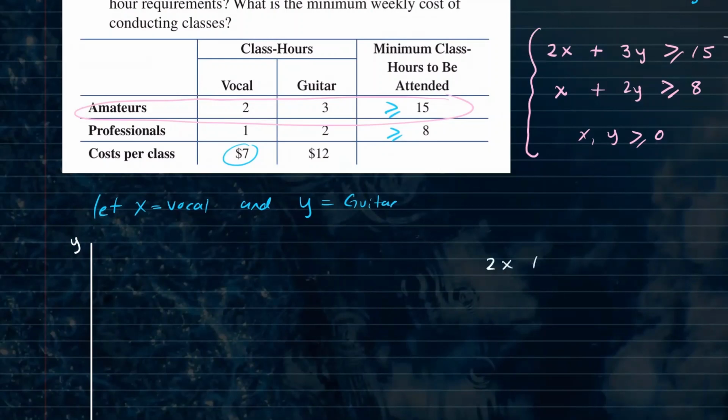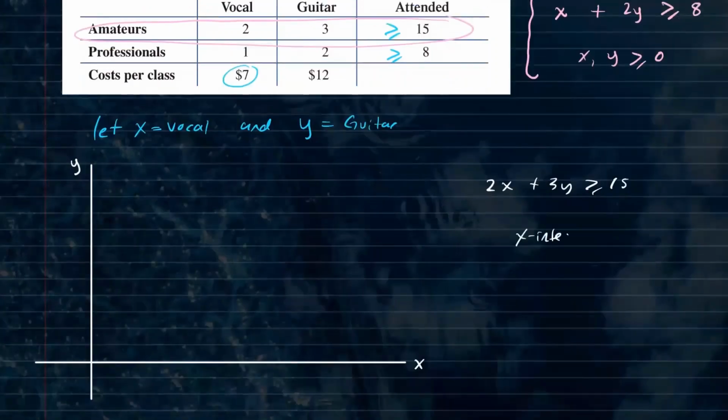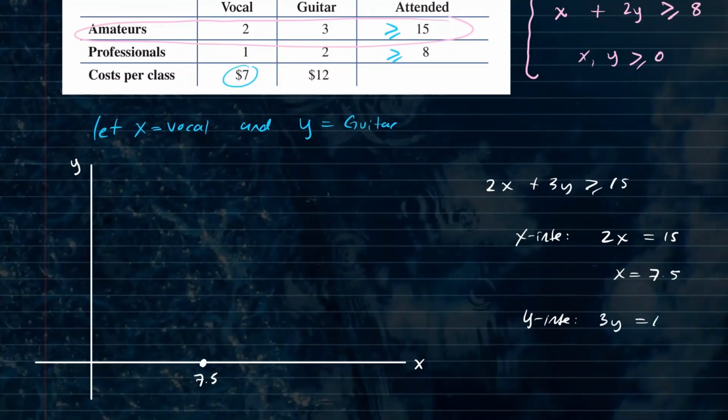For this inequality, we're going to find the intercepts. For the x-intercept, we set y to 0, so you have 2x equal to 15. So x is about 7.5, 15 divided by 2. So let's suppose this is 7.5. And for the y-intercept, we're going to set x to 0, so you'll have 3y equal to 15. So y is equal to 5. So we will have the y-intercept right here. I'm just going to draw the line before I label the point. Suppose this is 5. That's the y-intercept.